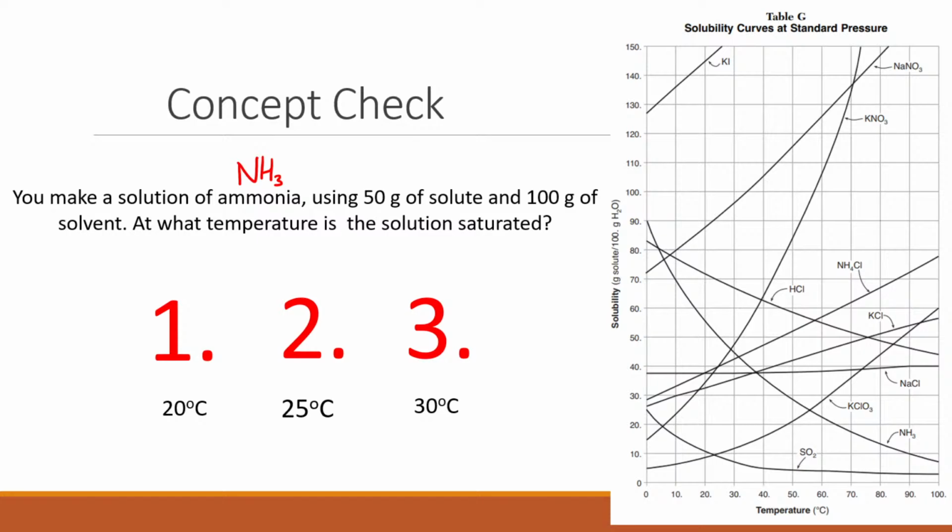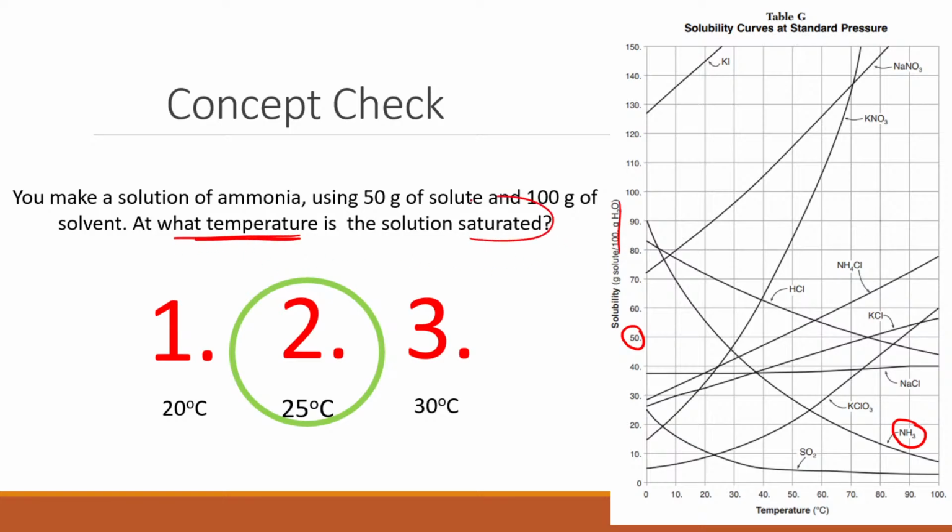Here, our correct answer is 2. And let's look at the pieces that they gave us. Right, they told us ammonia, which means we're looking at this line. They told us 50 grams of solute, 100 grams of water, which means we're using this as given. And they're asking us for the temperature and when it is saturated, so on the line. So we want on the line 50.